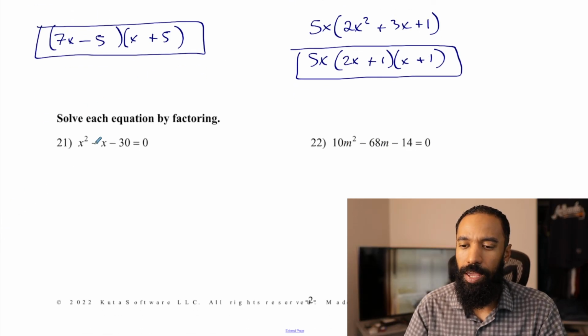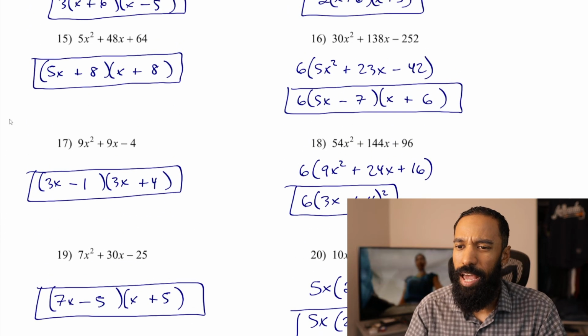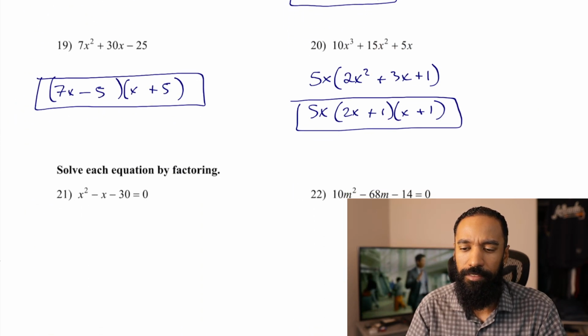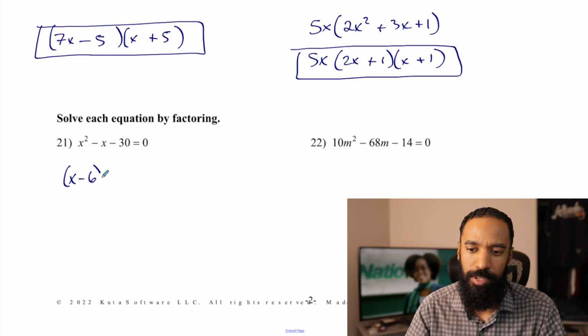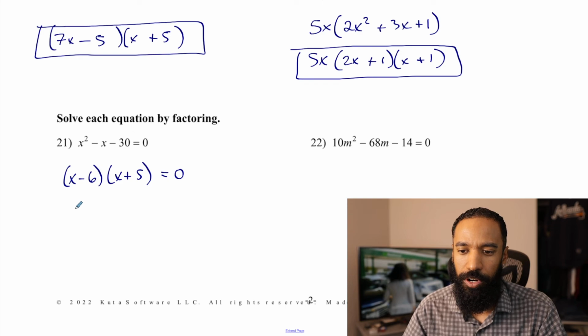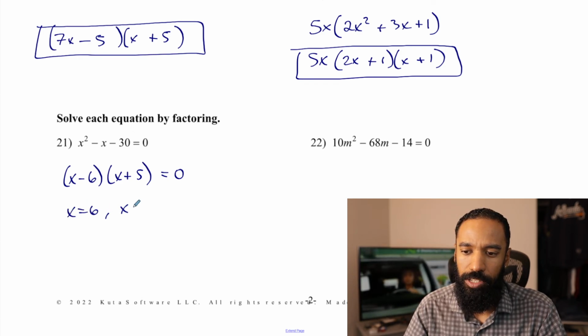Okay, right here, solve by factoring. We had something like this before, right? Oh, plus x minus 30. So that's plus 6 minus 5. So this is x minus 6 times x. I didn't need to know that. I was just seeing if it's the same. Factor set equal to 0. And we get x equals 6 or x equals negative 5.